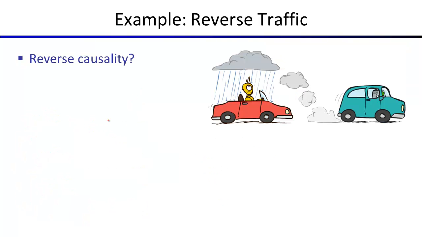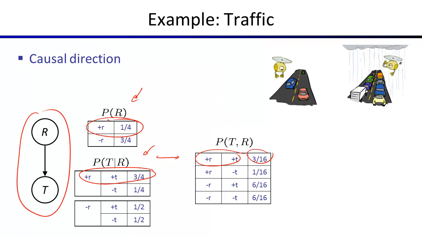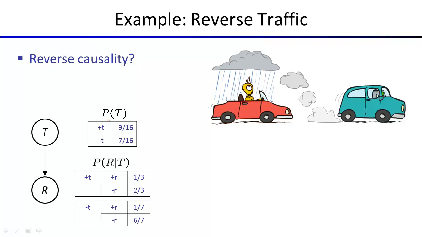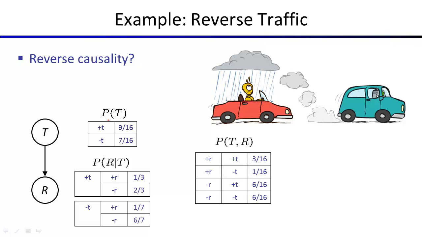I'm going to play a little trick here, or might look like a trick. We're going to reverse causality. And we're going to assume now that we have an arrow from traffic to rain, opposite direction. The arrow has flipped direction from what we had before. Put some numbers here, a prior distribution for T, and one for R given T. Those are distributions we have to come up with now. We build the joint distribution: 3, 1, 6, 6. Same joint distribution.